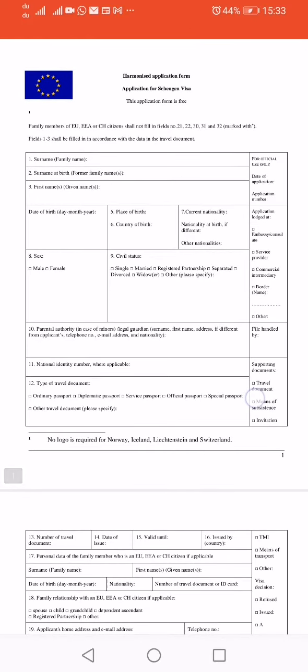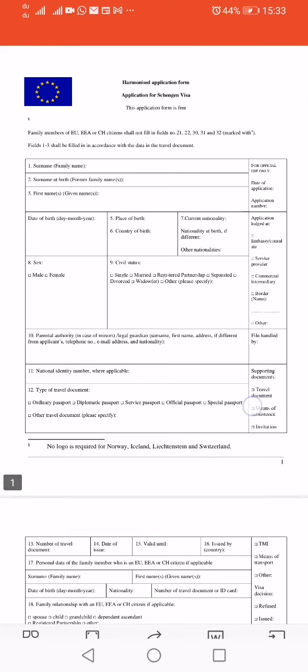Then I'm going to explain also about the form, how to fill the form. So in the application of the Schengen visa form, there are 33 or 32 questions they are going to ask basically. So question number 1, in the Schengen visa, which you can see, they will ask you, what is your surname, family name, right? So you have to put your family name.